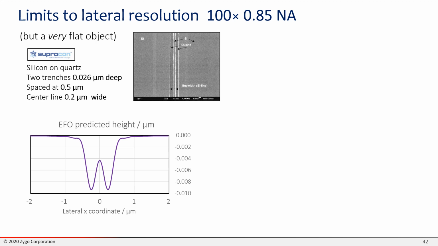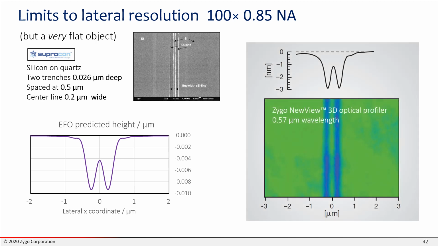Let's test this prediction in a real instrument. We'll use a Zygo NewView 3D optical profiler, and indeed we get a profile that looks very similar to what the EFO model has predicted. The one difference is that we are only seeing a 3 nanometer depth. So this is almost an 85% reduction in the measured versus the actual depth. But it's not too surprising that there's a difference. We've neglected all of the dissimilar material effects. We're using scalar diffraction theory and so forth. But the simple EFO model does predict that you should be able to separate those two lines. So that's good to know.